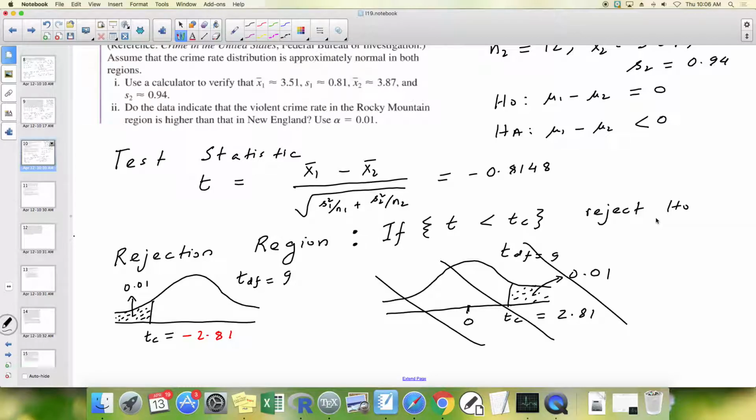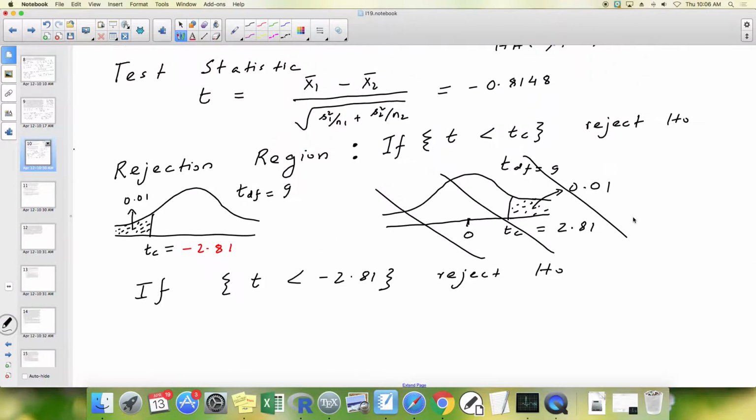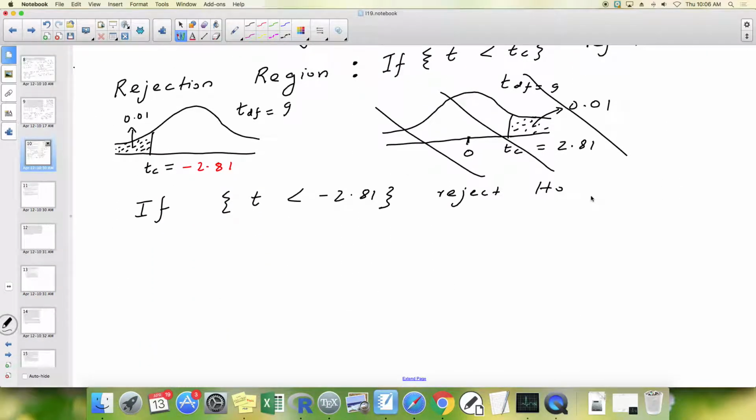Now, what was I talking about? Yeah. So if T is less than negative 2.81, reject H naught. What's our T? Our T is minus 0.8148. So minus 0.8148 is actually bigger than minus 2.81. So you fail to reject H naught.